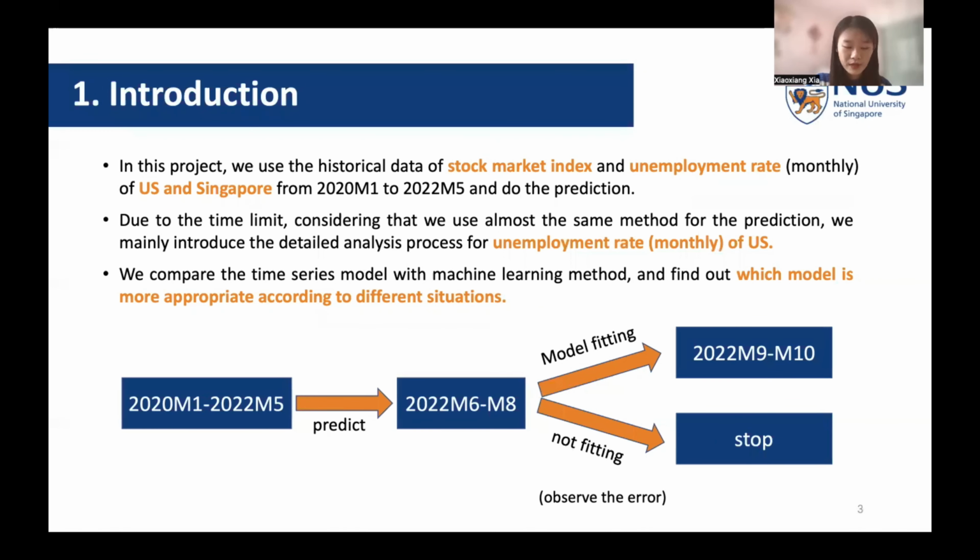But due to today's time limit, and considering that the analyzing process and method is roughly the same for the other 3 variables, we will introduce the detailed analysis process for the unemployment rate of the US today. The highlight of our project is to compare the time series models, including ARIMA and GARCH, with machine learning methods, including random forest and Loess regression, and find out which model is more appropriate according to different situations.